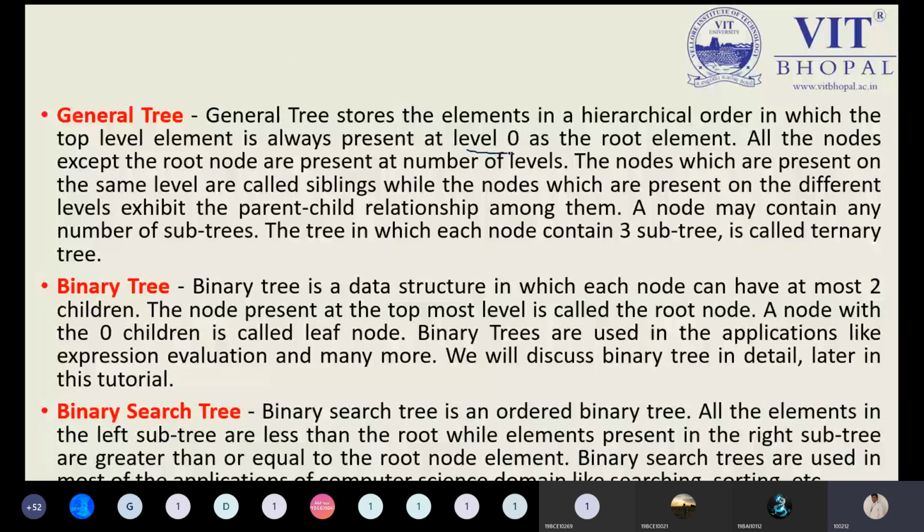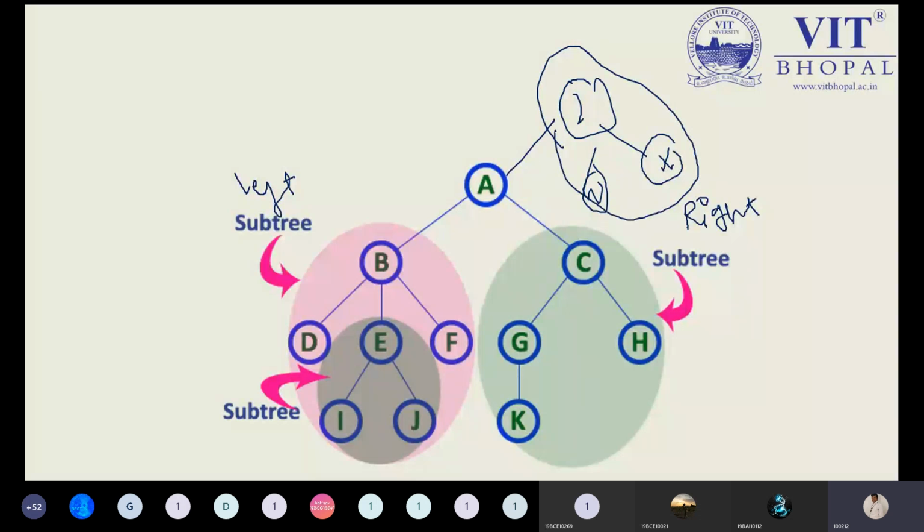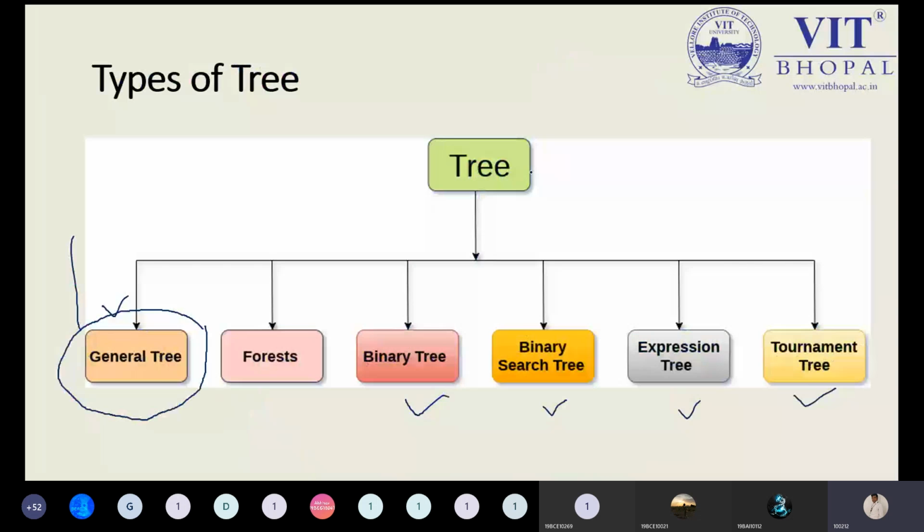Level 0 is basically represented by the root element, and there is a parent-child relationship we can see in this part. Whenever we have two subtrees, it's okay. But when we have three subtrees, like here, I'm just making another node like Z, and it can have W and X as the third. So how many subtrees does it have? It has three subtrees.